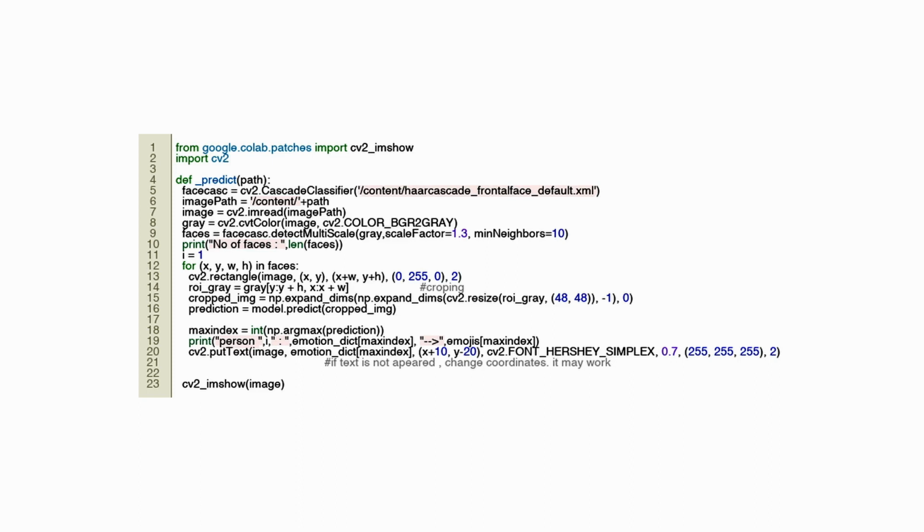Next, a for loop is used to iterate through each face found and draw a rectangle around it. The region of interest, ROI, is then cropped out and resized to 48 by 48 pixels. This cropped image is then passed into a model for prediction. The highest probability is then taken and used to index into a dictionary to find the corresponding emotion. This emotion is then printed onto the image and displayed using the cv2_imshow method.